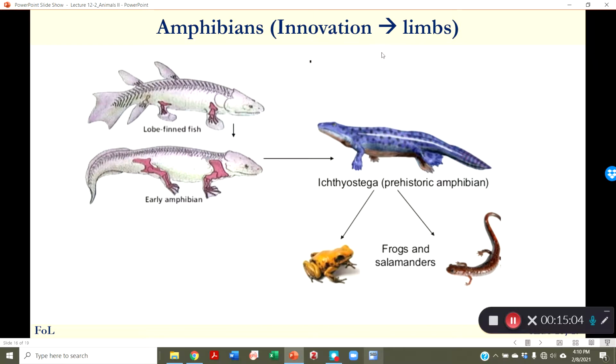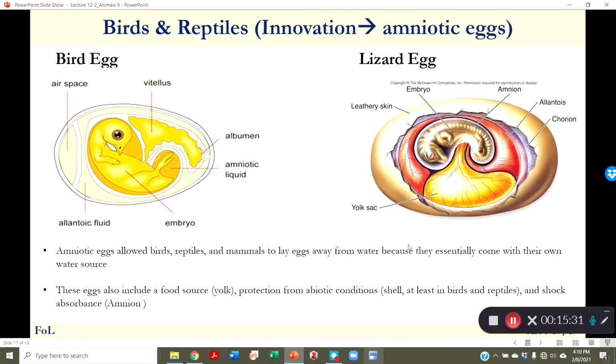And the hypothesis here is that we had a lobe-finned fish that ended up getting webbed feet as an early amphibian. And there's actually some fossil evidence of this, these structures in prehistoric amphibians that then led to what we see in modern day frogs and salamanders. Next we get to birds and reptiles, and their innovation is amniotic eggs. So we're all pretty familiar with bird eggs. Lizard eggs are pretty similar, although they have a few differences, like this leathery skin.